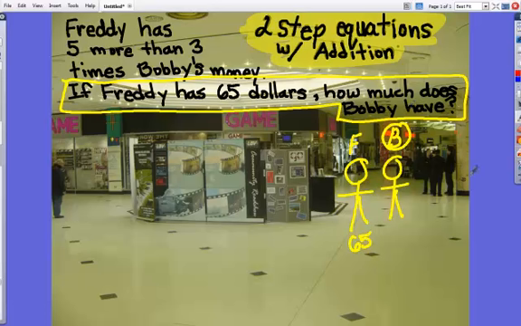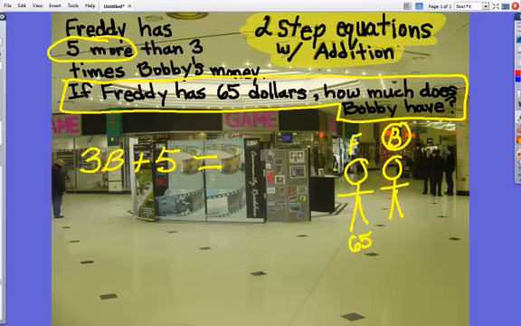So let's write this as an equation. So here's our equal sign. Since it's an equation, we have an equal sign. And so we do know some information. 5 more, which represents 5 more. So we do know that it's more than what? 3 times what Bobby's money is. So 3 times what Bobby's money, which is B.